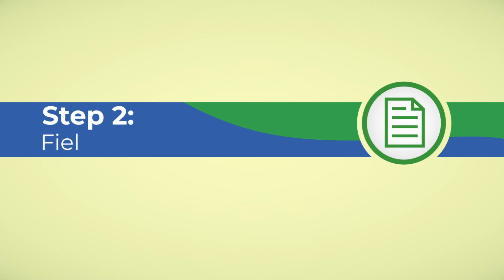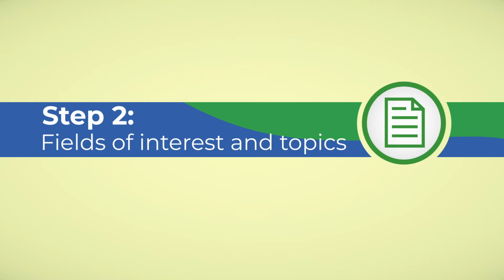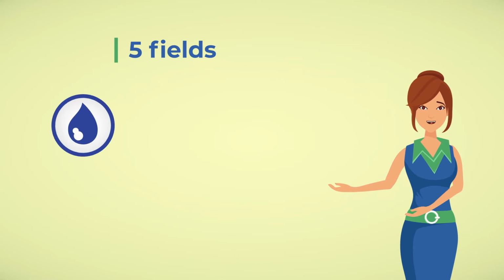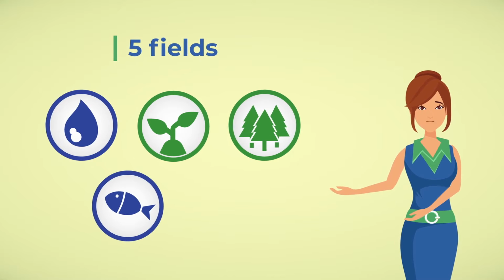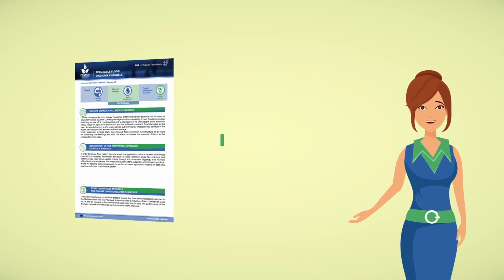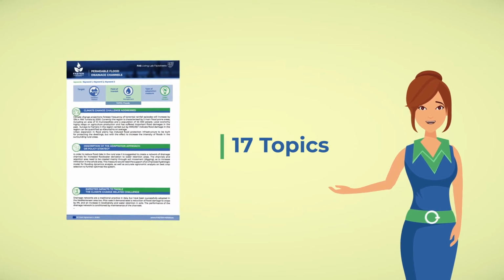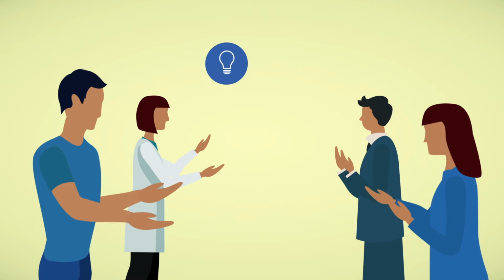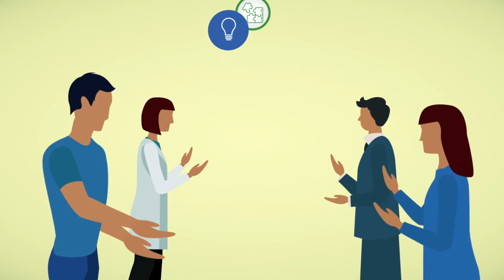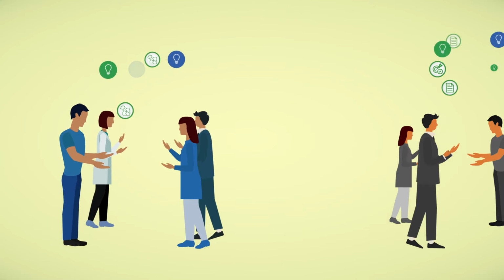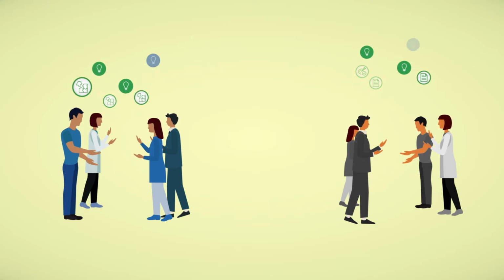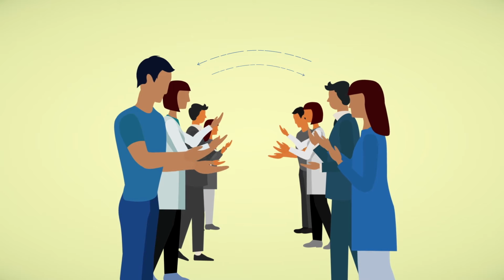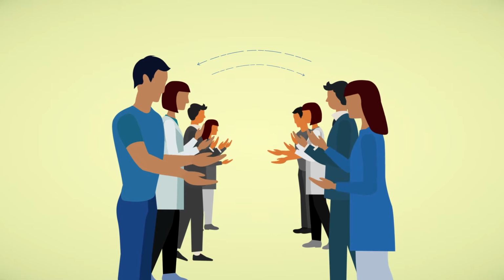Step 2. Fields of interest and topics. The next step will identify your working group's main field of interest, be it water, soil or forest management, fishery or crop production. For each field of interest, the Faster Living Lab suggests 17 concrete topics on which to focus the fact sheets. The fact sheets will be the result of a dialogue between participants, each of whom presents information obtained through their work and experience. The Living Lab groups are welcome to establish communication channels with groups working on other topics in order to identify synergies or interdependencies.